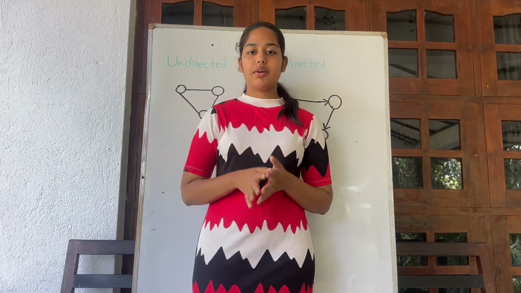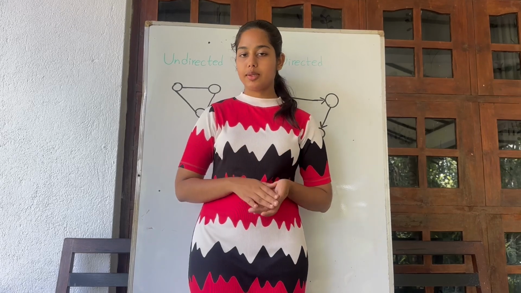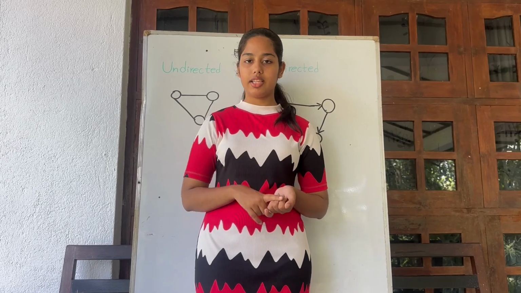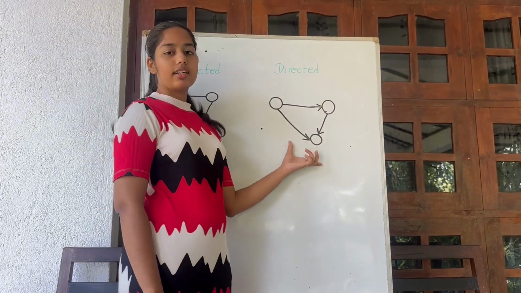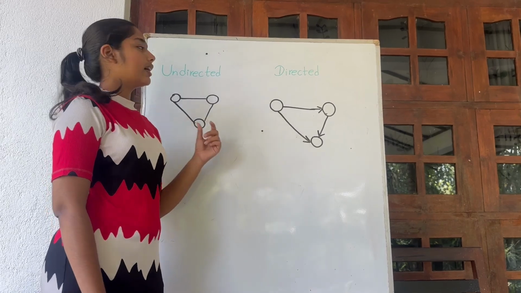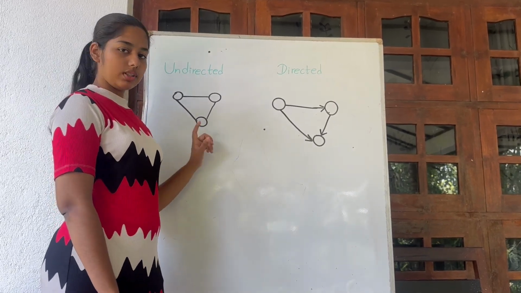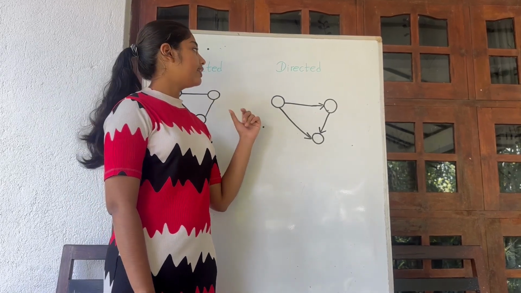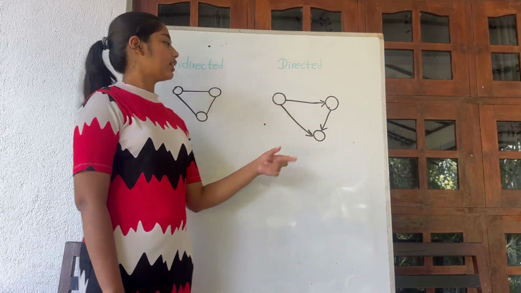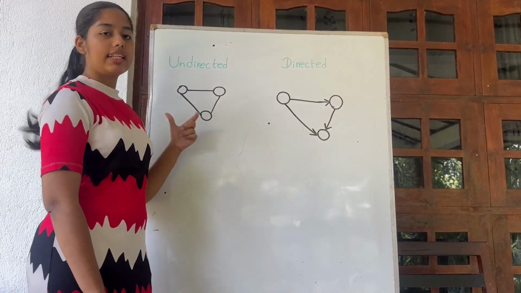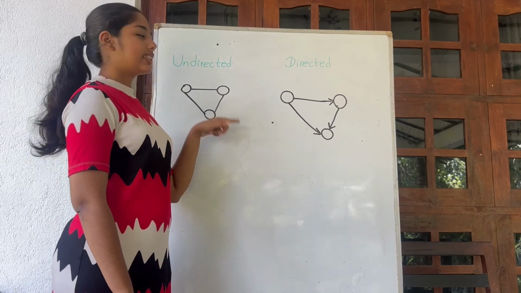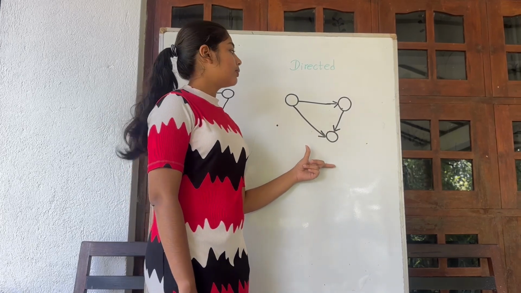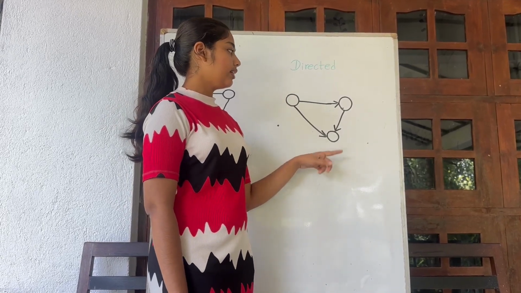Now let's discuss types of graphs. We have four types of graph: directed graph, undirected graph, weighted graph, and unweighted graph. Here we have a directed graph and an undirected graph. In the undirected graph, edges have no direction, and in the directed graph, edges have direction, like one-way roads. In the undirected graph, edges can go both ways, while in the directed graph, edges can go only in the directed path.